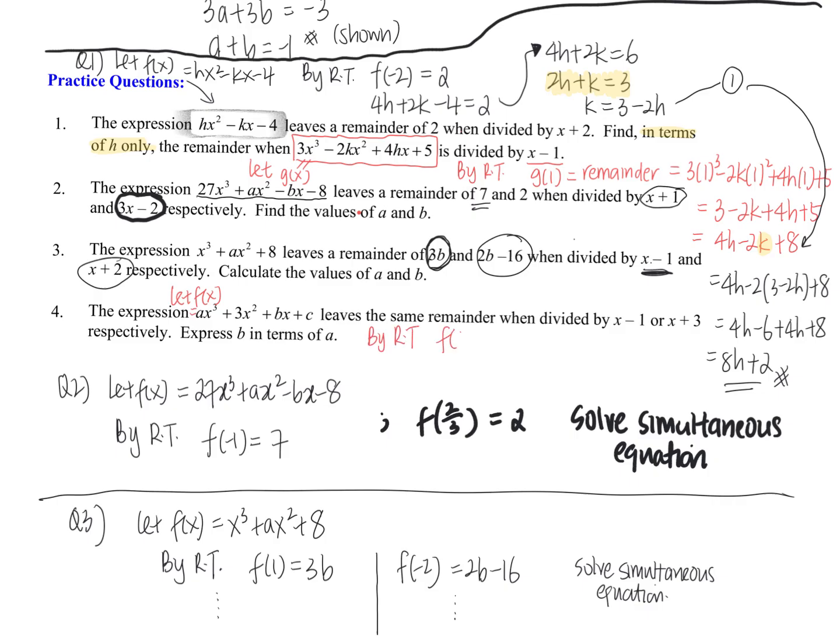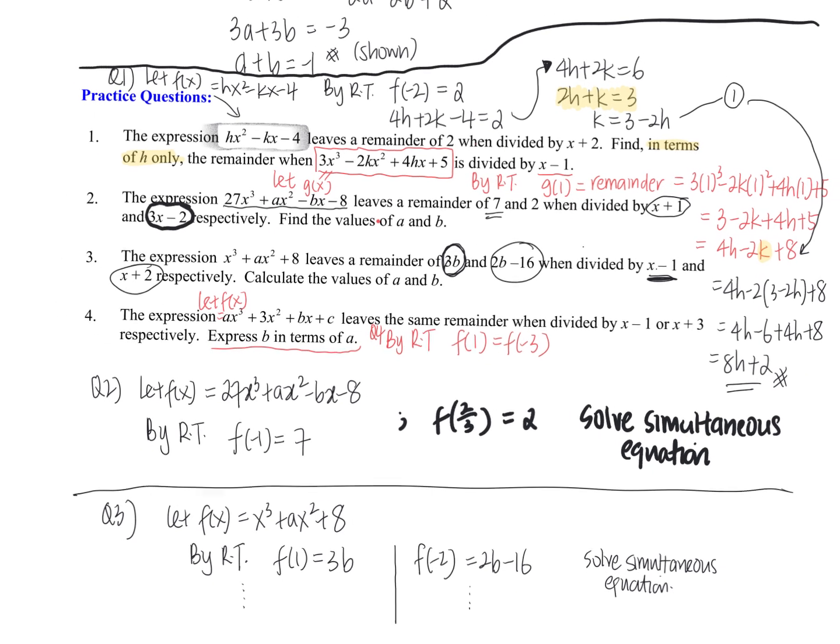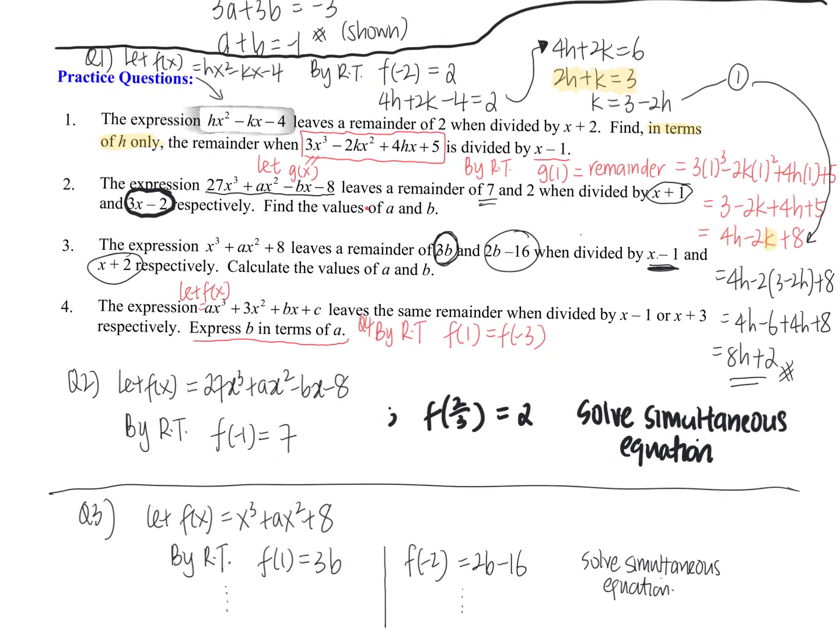Okay, last question. You sub in 1 and you sub in -3. They give you the same remainder. Then solve, then go and find the equation and express the answer in terms of A. This is just the steps for question 4. So all 4 questions, you can note down the steps and then try it at home. It's all just algebra.